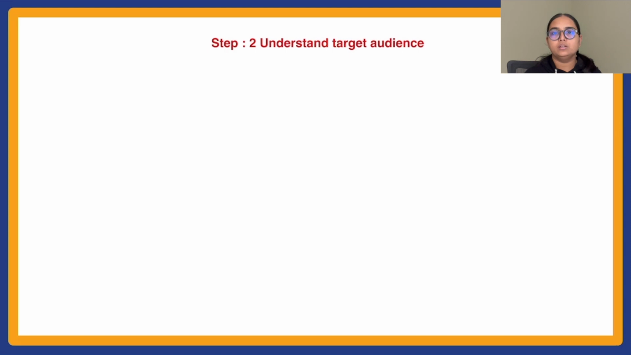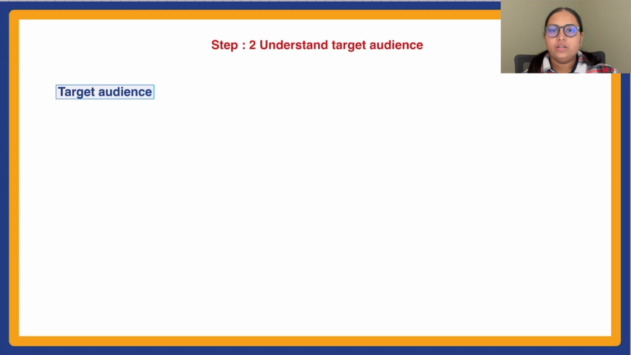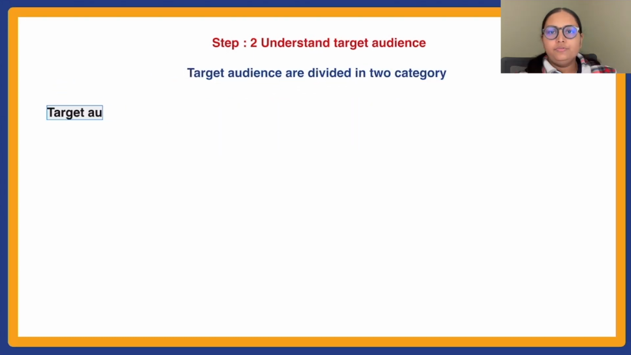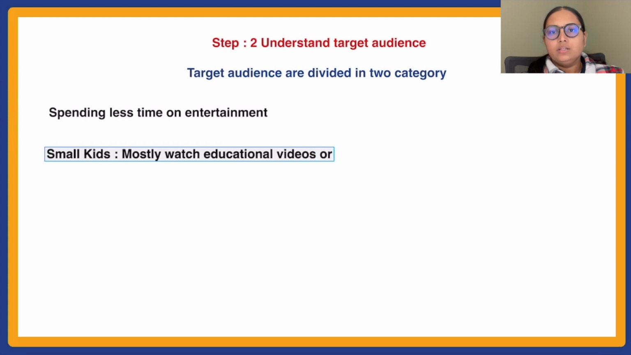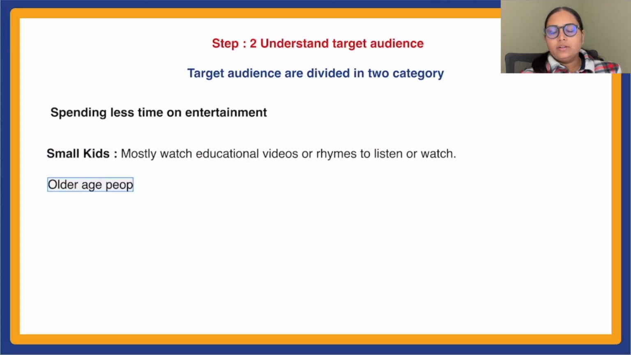Now we are moving to another step of solving a design challenge, which is target audience. The target audience is divided into different categories. The first category of target audience is the audience who spend less time on entertainment. These people are mostly very small kids or people who are very old in age. The category of small kids will listen to rhymes, stories or any educational stuff for their entertainment. In this category of target audience, older people will mostly watch TV series or movies on their TVs.